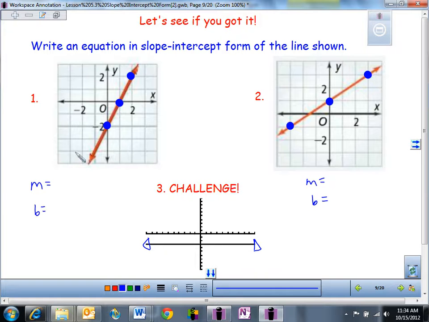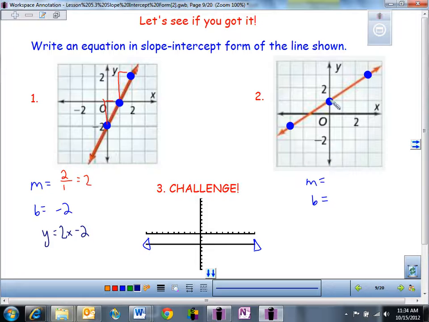All right, number 1. Our b value is easier to find because it's just looking at a value. Where does it cross the y-axis? At negative 2. Then we're looking for our slope. So that's rise. So I'm going up 2, and then I'm going forward 1. Up 2, forward 1. So that's 2 over 1, which is 2. So our answer, our equation, is y equals 2x minus 2.